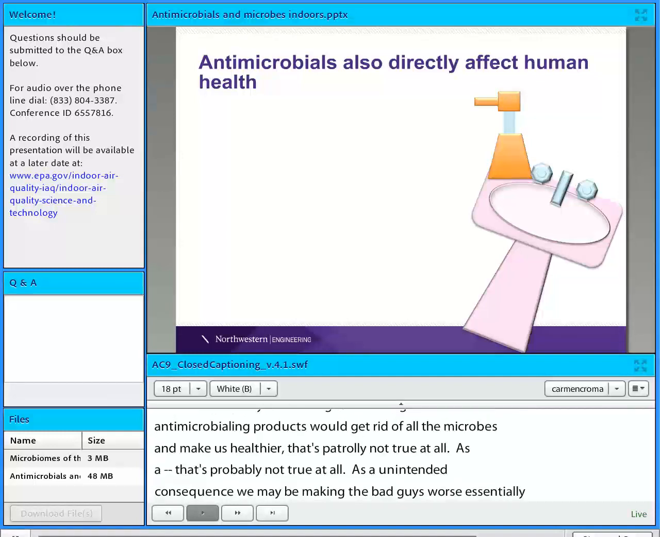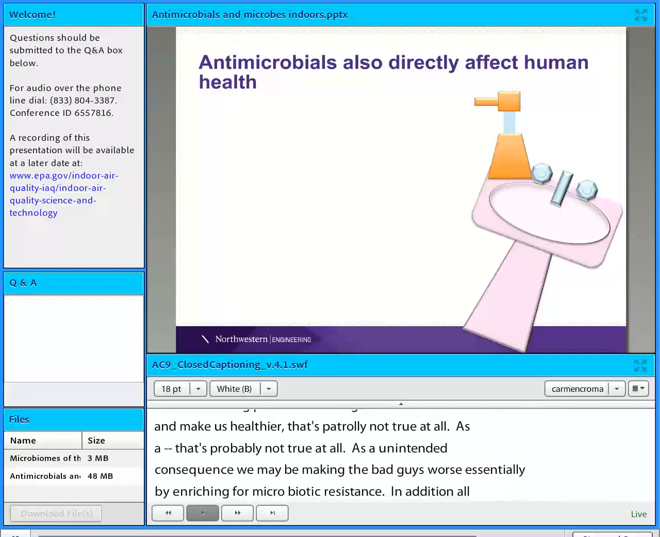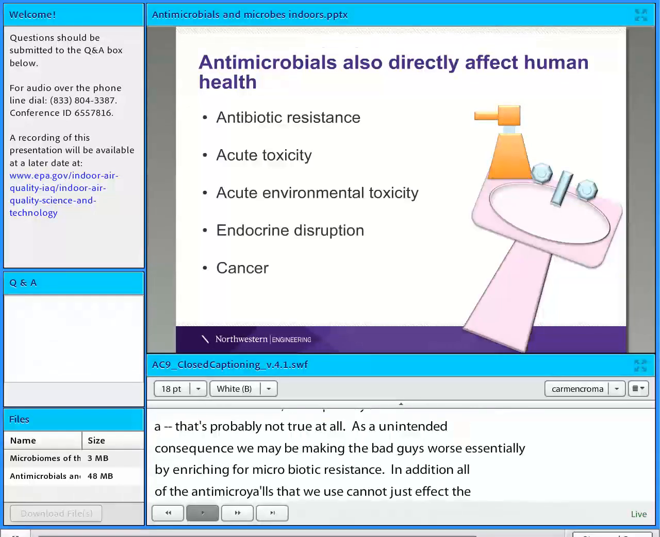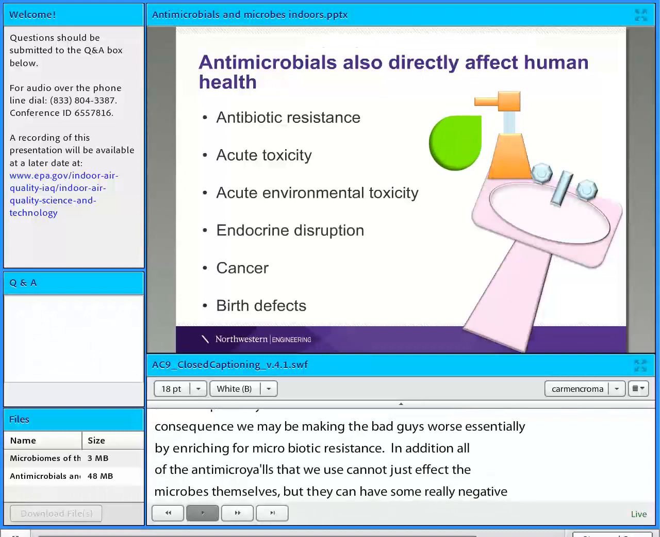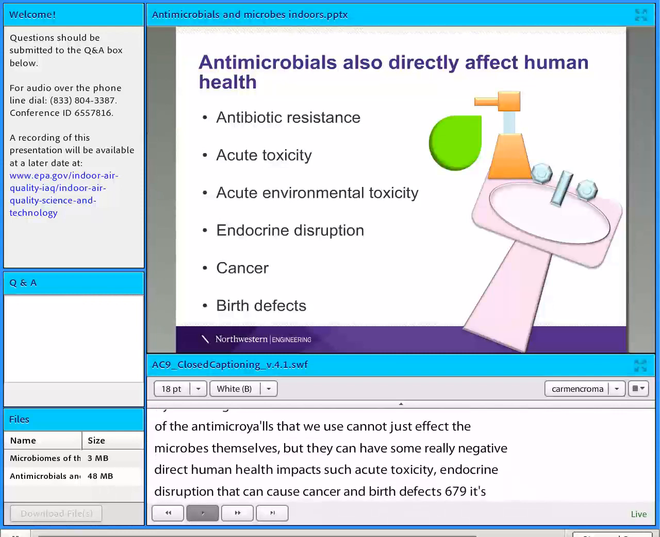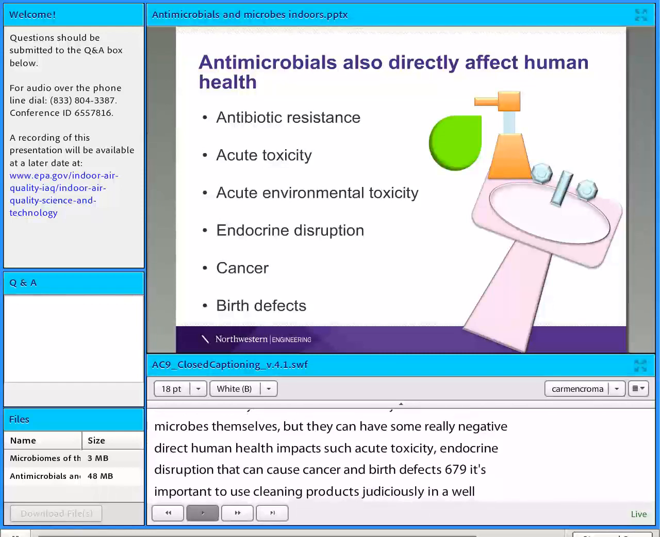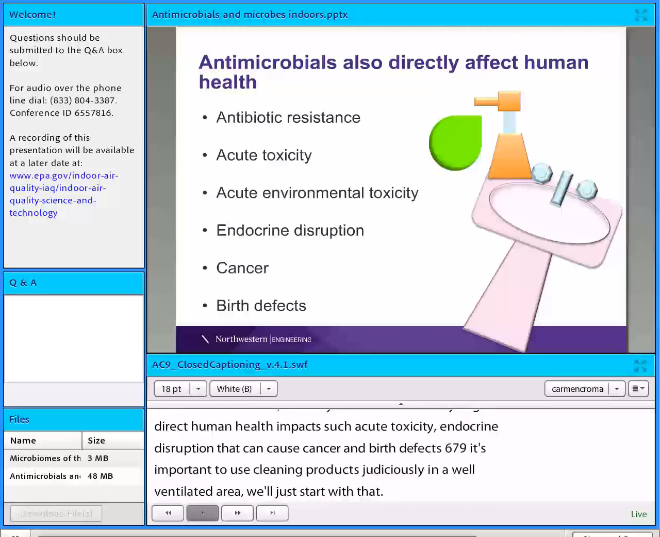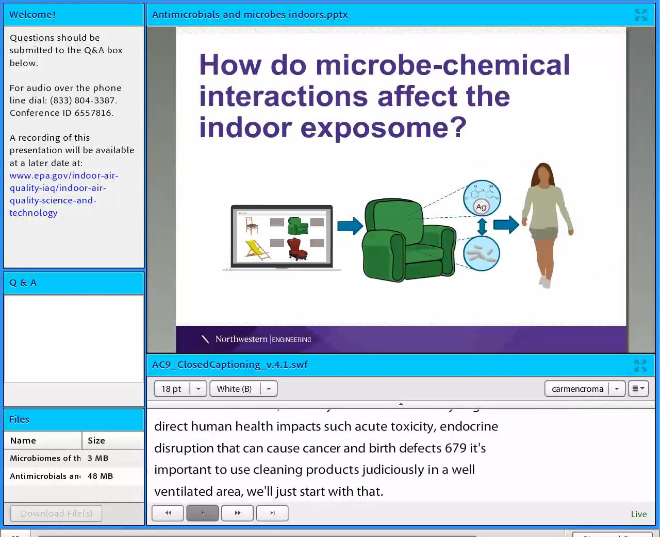And in addition, all of these antimicrobials that we use can not just affect the microbes themselves, but they can have some really negative direct human health impacts, such as acute toxicity and endocrine disruption. They can cause cancer and birth defects. And so it's really important to use cleaning products judiciously and in a well-ventilated area, I'll say. We'll just start with that. But I think that's a topic for a whole other talk on indoor environmental quality.